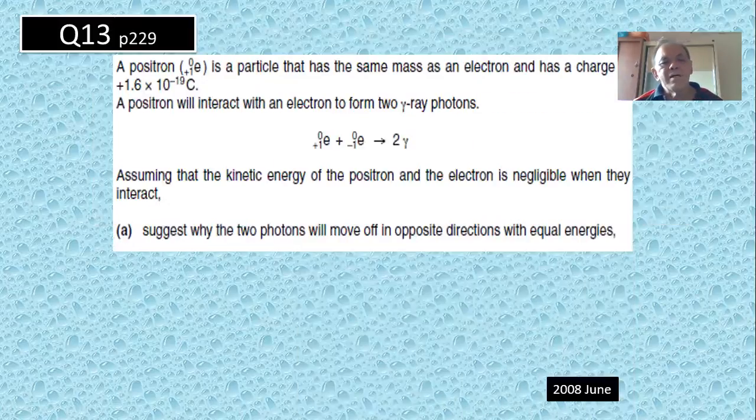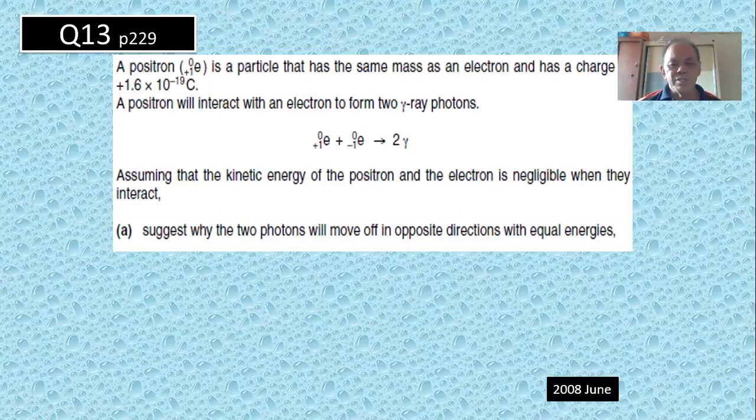Okay. A positron is a particle that has the same mass as the electron, or we call it an antiparticle. Both of them have the same charge magnitude, one is positive, one is negative. Positron will interact with electron, we call it annihilate, to form 2 gamma ray photons. Assuming that the kinetic energy of the positron and electron is negligible when they interact, we don't bother. We probably have to send kinetic energy for the positron and electron to combine with each other, so we don't bother. And assume it's negligible.